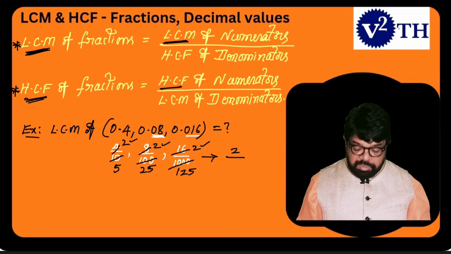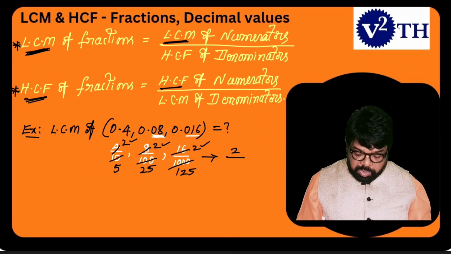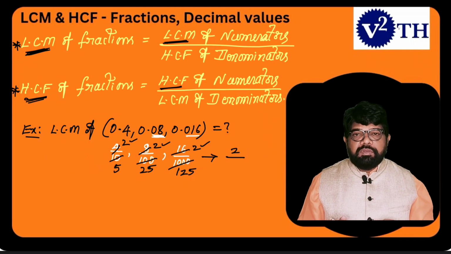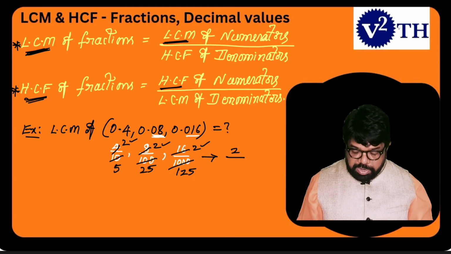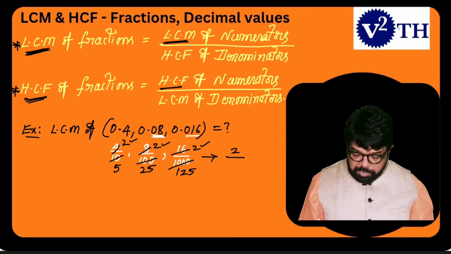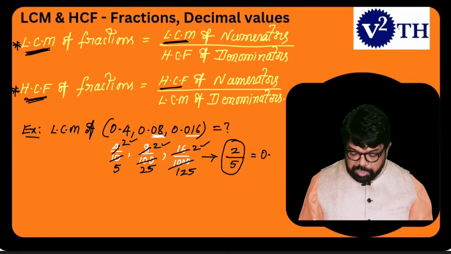Divided by the HCF of the denominators. What is the HCF of 5, 25, 125? What is the shortcut of HCF? Select one number that divides all the numbers. So all the numbers are divisible by 5. 5, 25, 125, all the numbers are divisible by 5. So 2 by 5. So what is our answer now? 2 by 5, or it can also be written as 0.4.